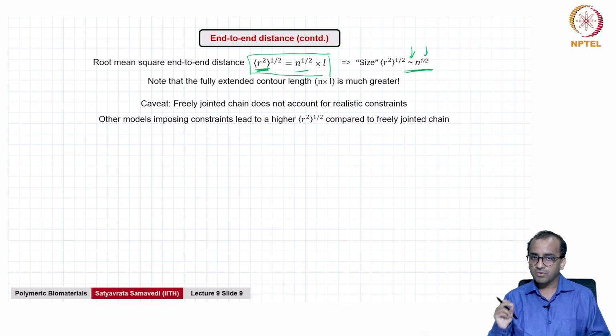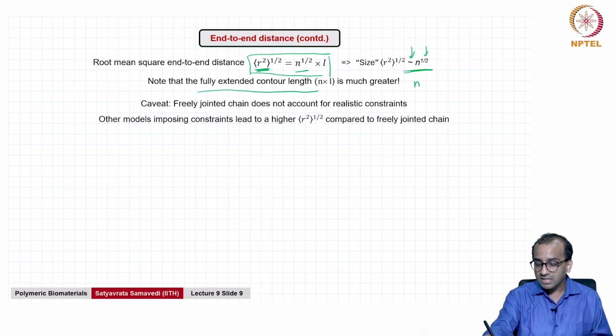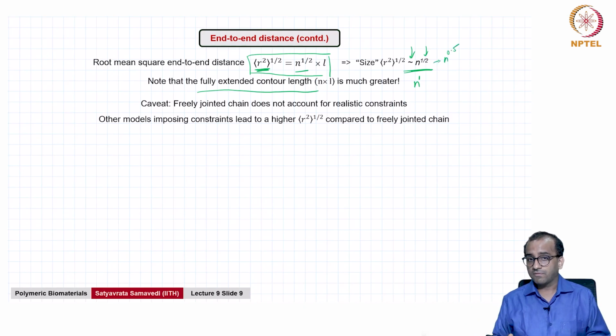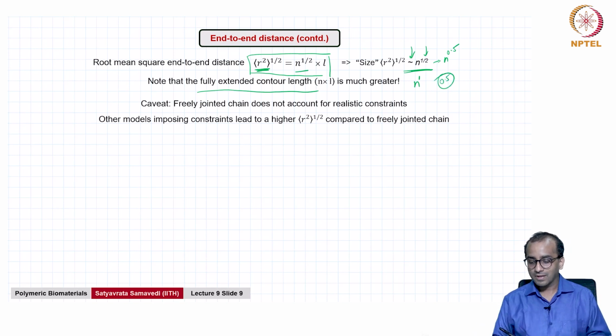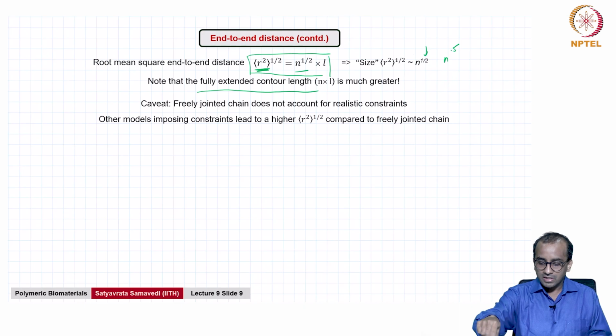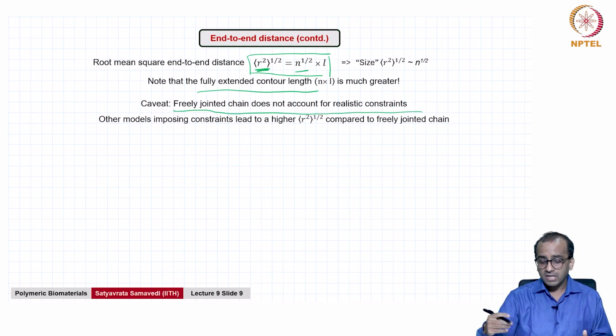So, here we can talk about a 0.5 scaling exponent, and contrast that now with the fully extended contour length that we saw earlier, where the scaling is n to the 1, and here you notice it is n to the 0.5. So, for an ideal chain, the scaling for root mean square end-to-end distance with n is 0.5. What is interesting here to note is that, as the name indicates, this is simply the ideal chain, and this freely jointed chain model does not account for any realistic constraints.